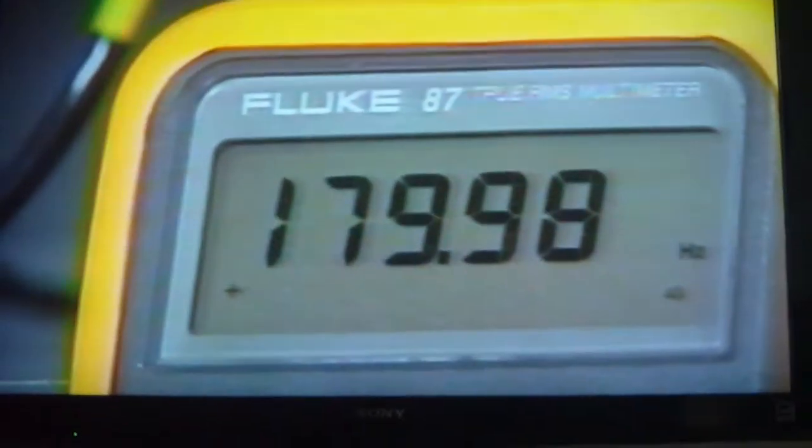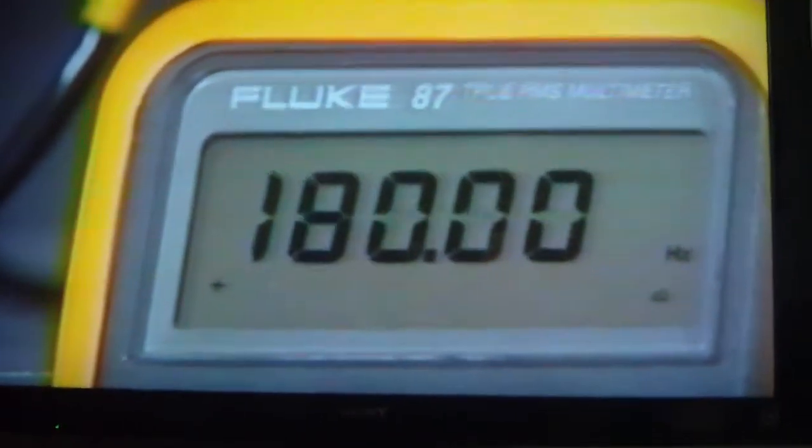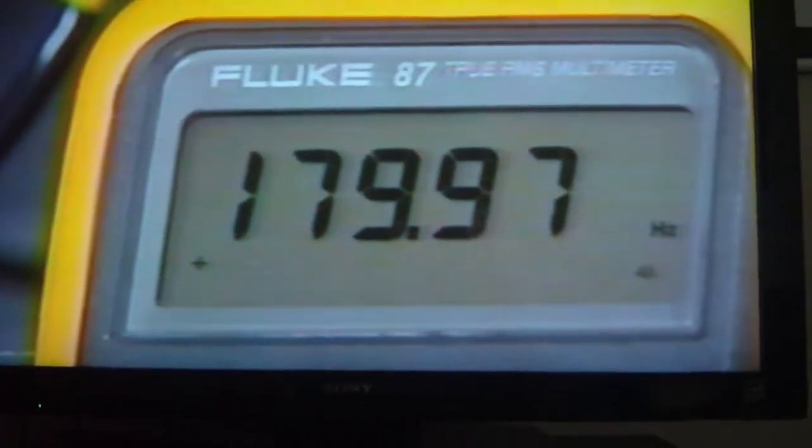Next, measure the frequency of the neutral. If you're getting a reading of 180 Hz, the neutral current consists mostly of third harmonic.